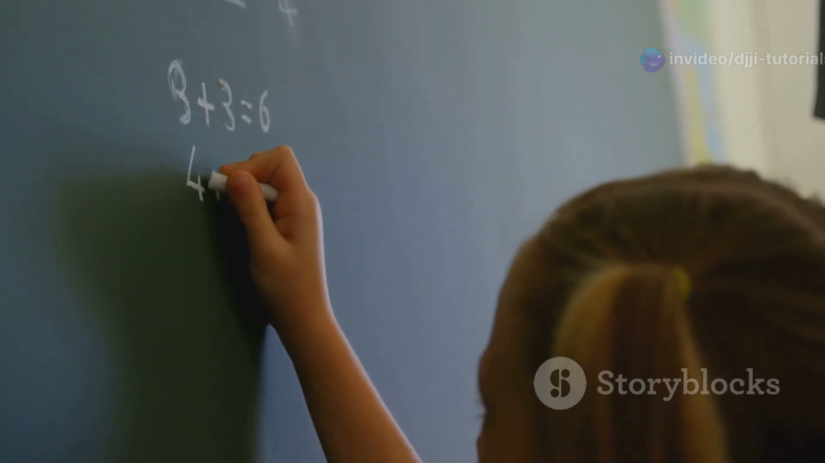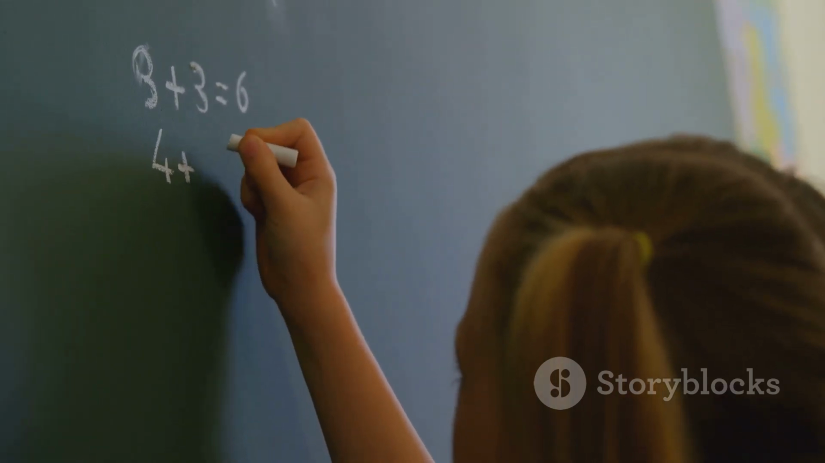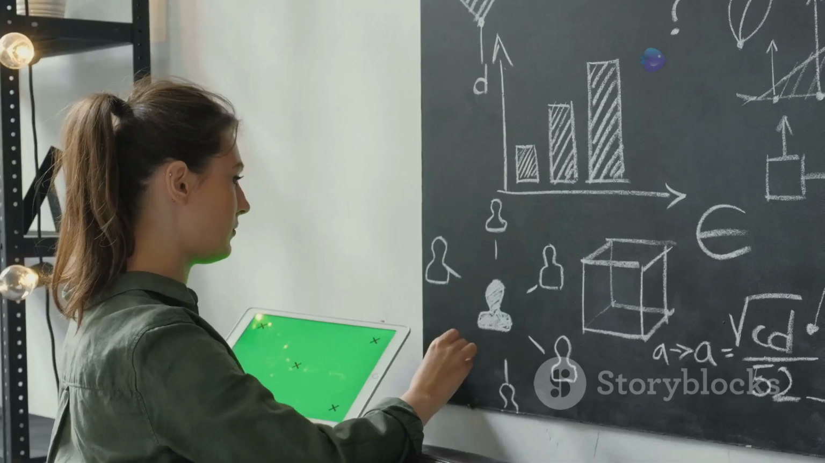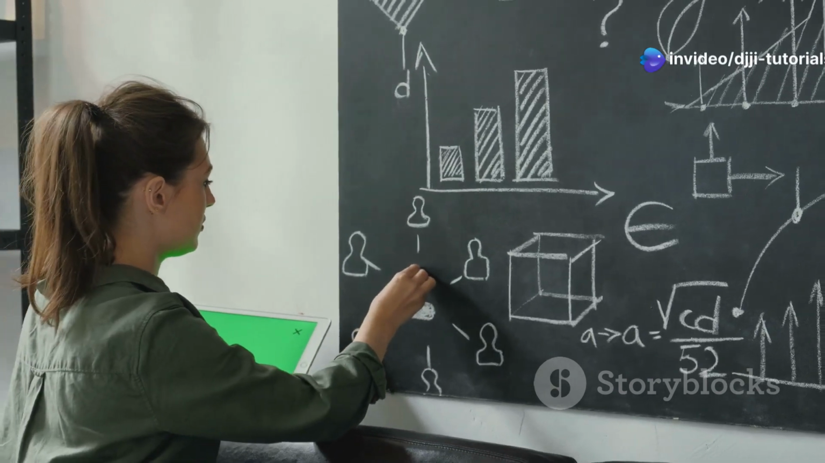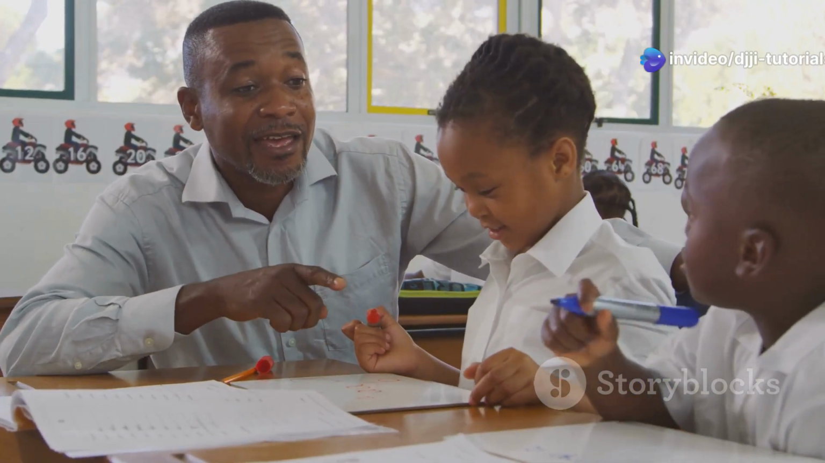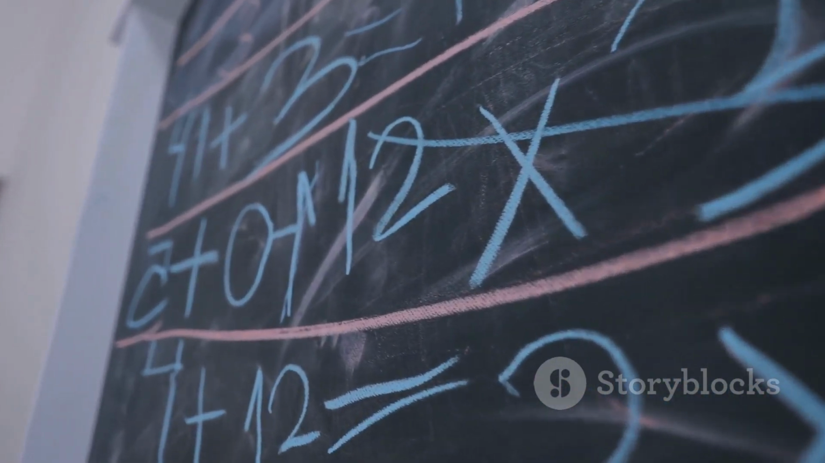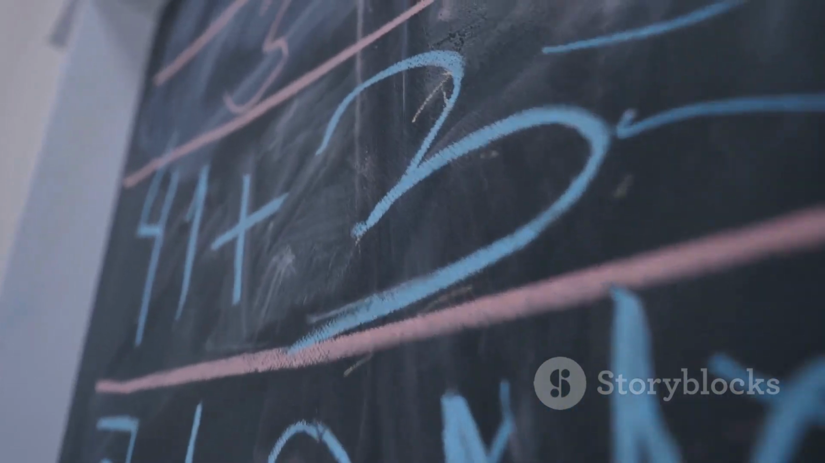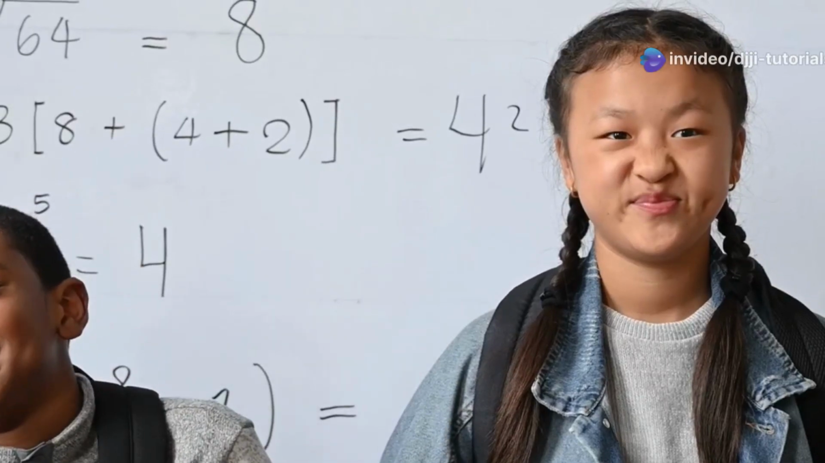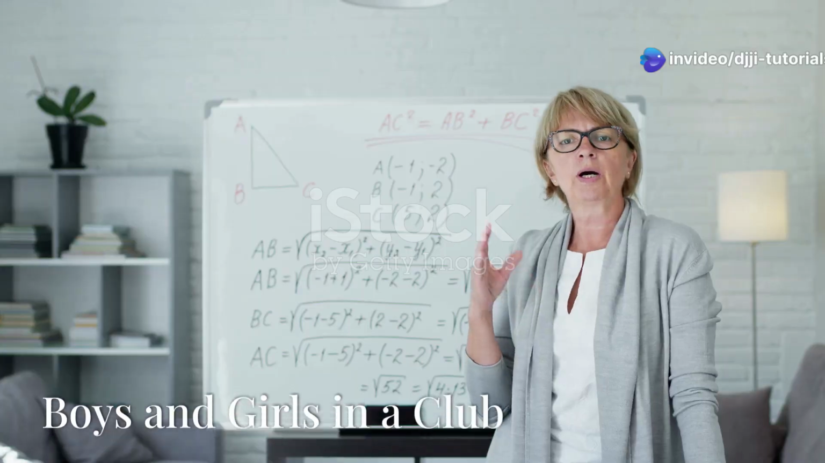This method involves multiplying the numerator of the first ratio by the denominator of the second ratio, and vice versa. If the cross products are equal, the ratios are proportional. For instance, consider the ratios 3/4 and 6/8. Cross-multiplying, we get 3 times 8 equals 4 times 6, which simplifies to 24 equals 24. Since the cross products are equal, we can conclude that 3/4 and 6/8 are proportional.